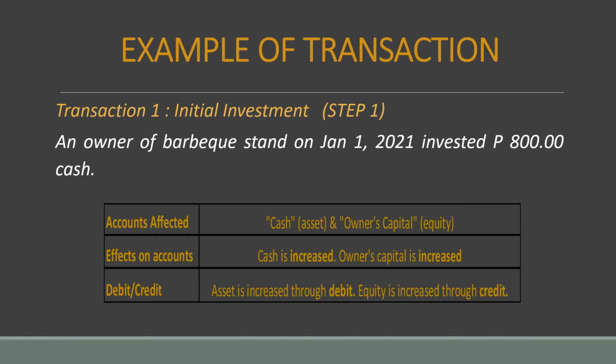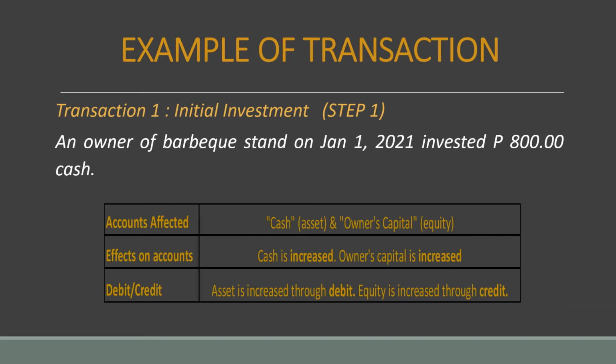Okay, so let's practice the first 2 steps of accounting cycle. So, paano ba yung pag-analyze ng transactions and paano yung pag-journalize ng transactions? So, as you can see, meron dito yung example, yung paano pag-record ng initial investment ng owner. So, let's apply. Paano ba natin ito i-analyze? Ang nangyaring transaction is that an owner of a barbecue stand on January 1, 2021 invested 800 pesos cash. So, paano natin siya i-check?